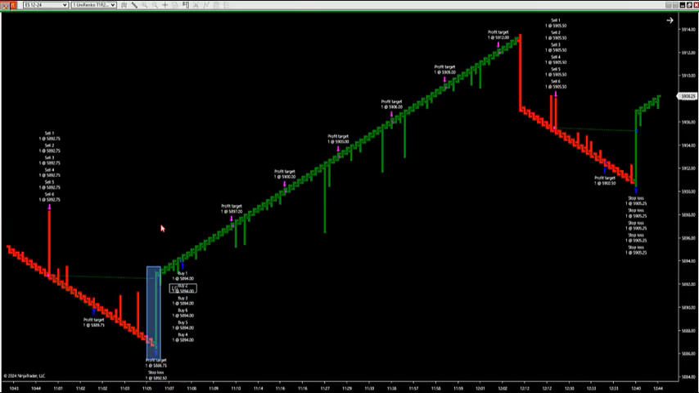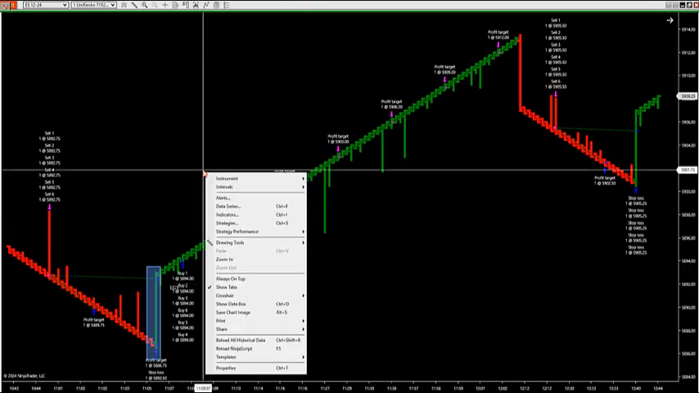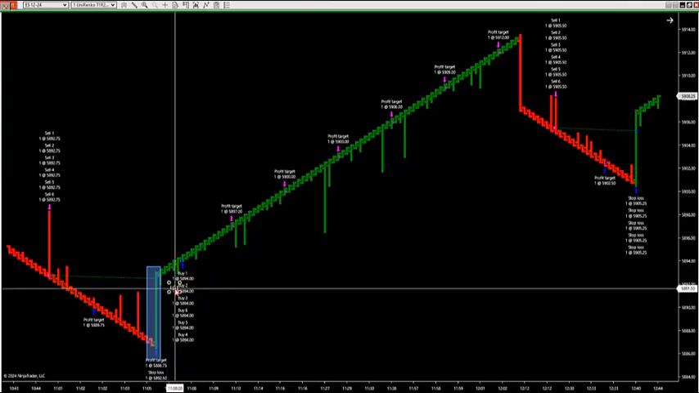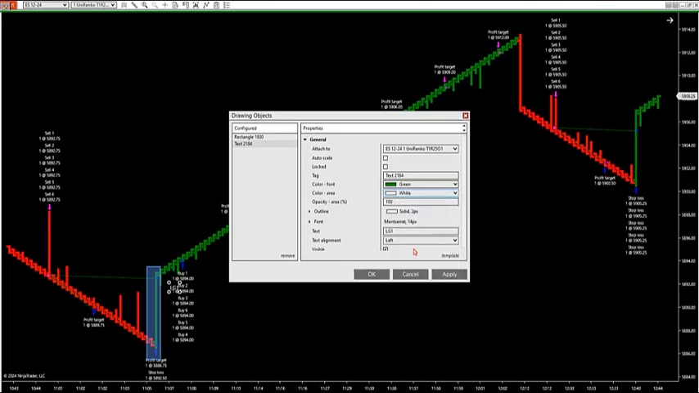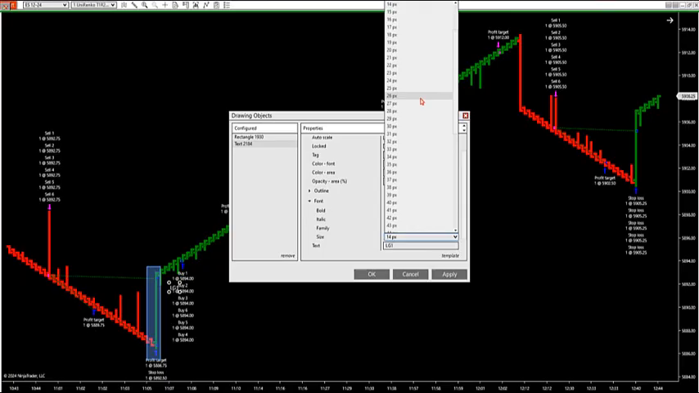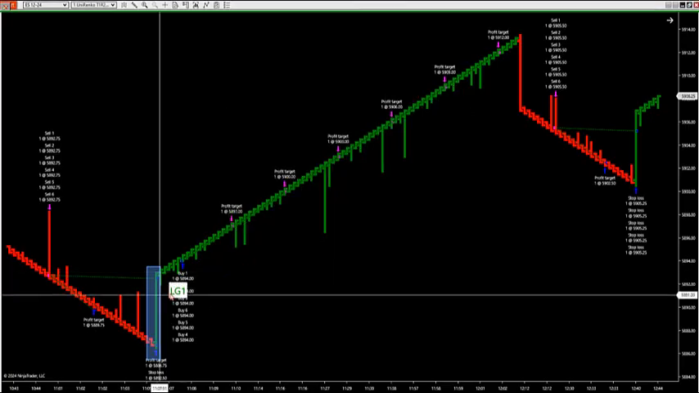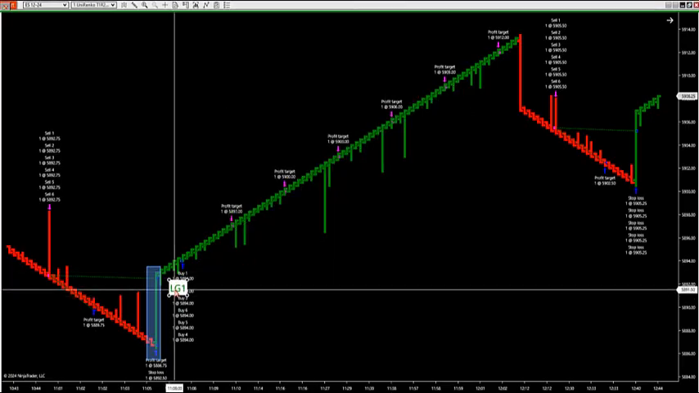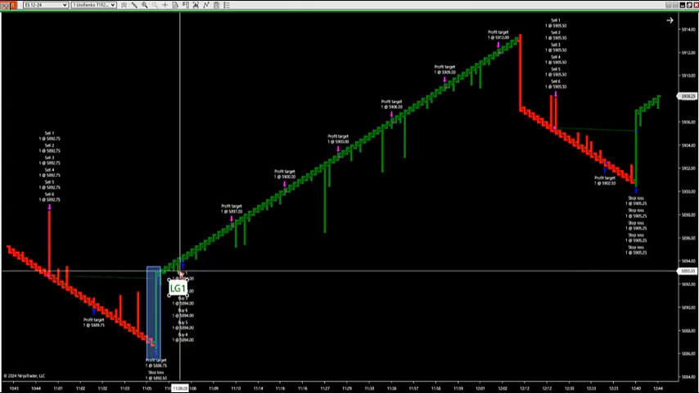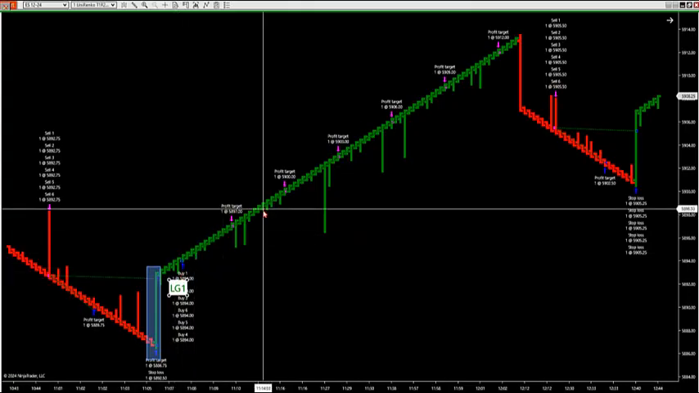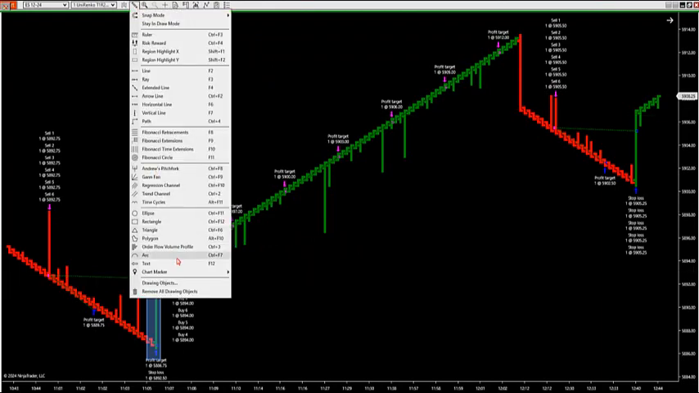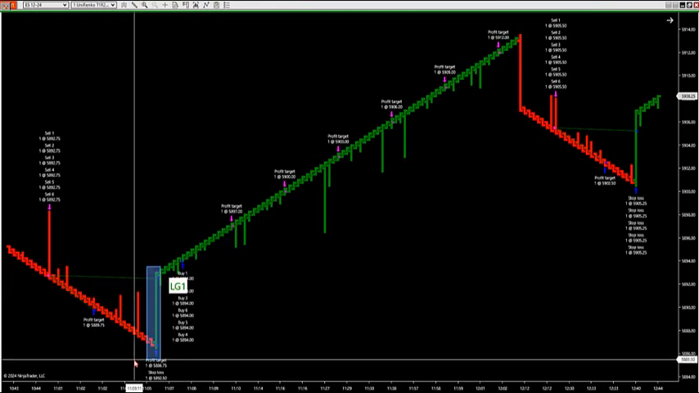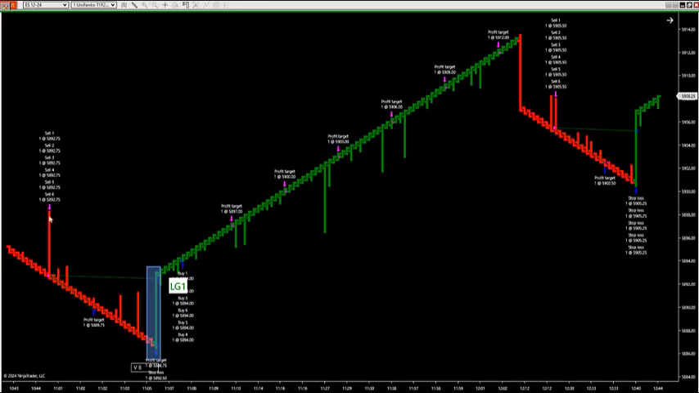So this is LG1. LG1 is the first pullback against trend where we're going to try to establish a position in the market, where the counter trend traders are going against overall trend direction and the smart algos are trying to get in, grab liquidity, and push this thing higher. So that's LG1. The LG1 buys and sells happen after a V bottom or V top.